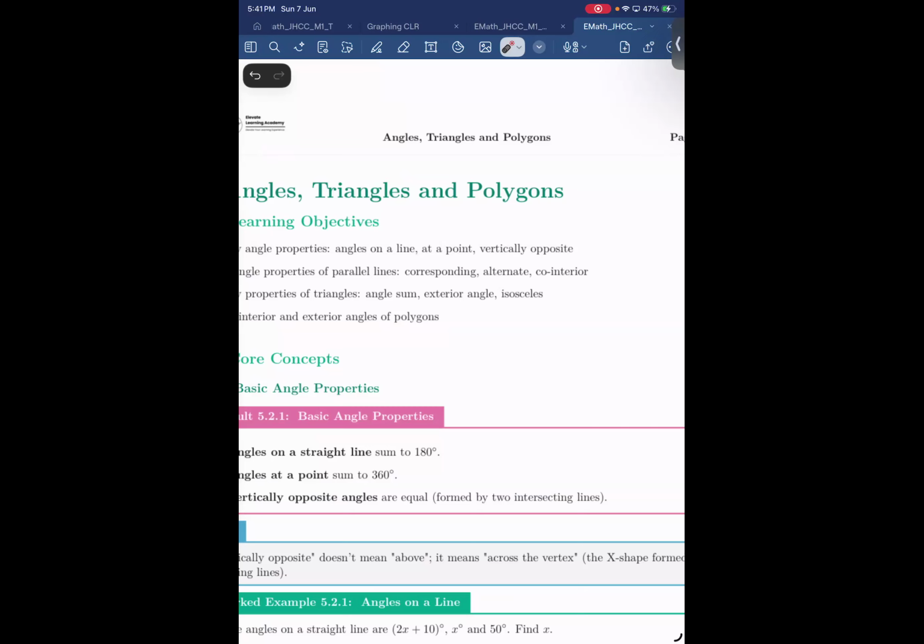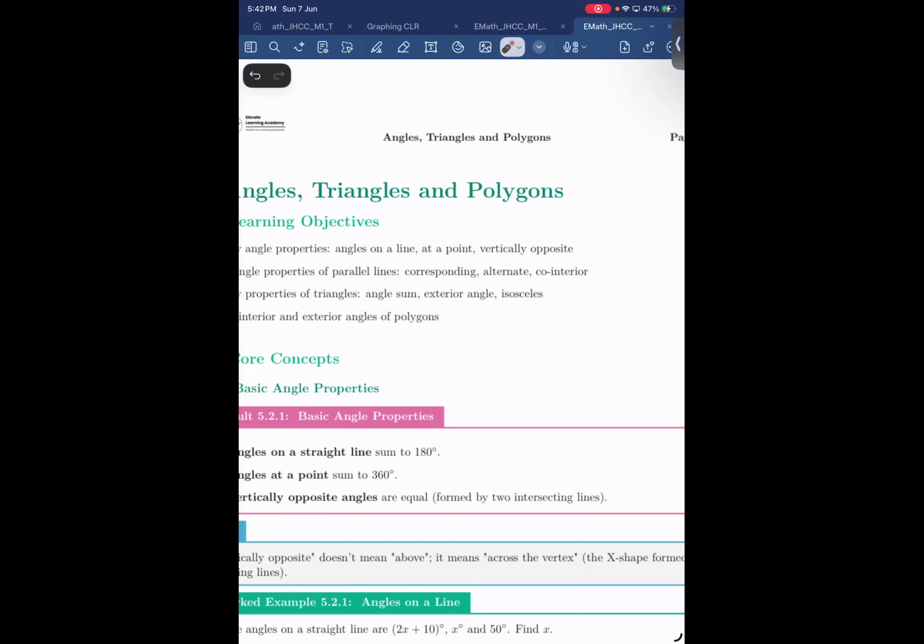So the first objective is to apply angle properties: angles on a line and at a point, and vertically opposite angles. Angle properties of parallel lines, corresponding, alternate and co-interior, are not too commonly used. Then properties of triangles: angle sum, exterior angles, and isosceles. Exterior angle is also something you don't need to use too much if you can use other properties. Lastly, find interior and exterior angles in polygons. Exterior angles I don't see being asked much. Mostly people talk about interior angles.